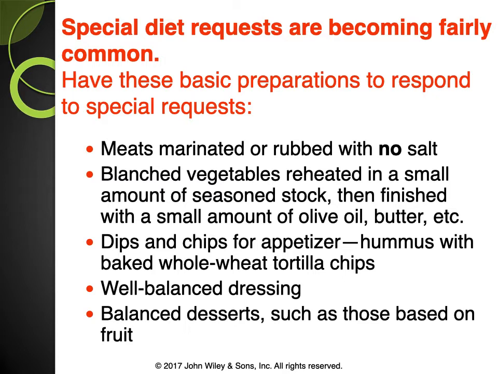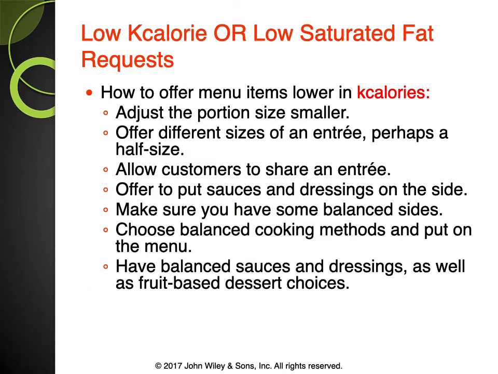You can blanch vegetables, we talked about that, and then reheat in a small amount of stock or olive oil, so then you can control how much fat is utilized and the flavor of those vegetables. You can make those separately and then incorporate them as needed into the dish. For dips and chips for appetizers, you can include hummus with whole wheat tortilla chips, so these are just different options. Well-balanced dressing, the book keeps coming back to this, and then balanced desserts such as those based on fruit.